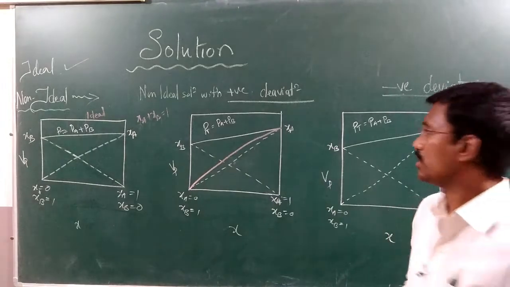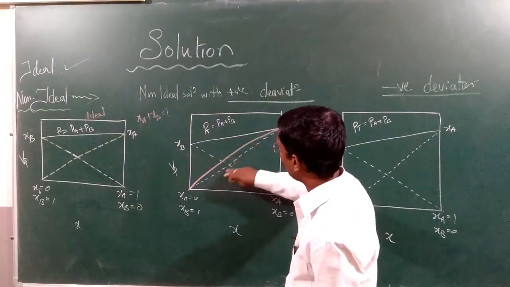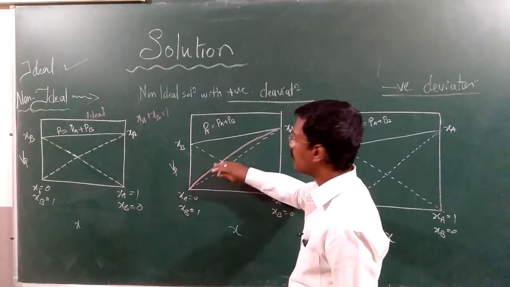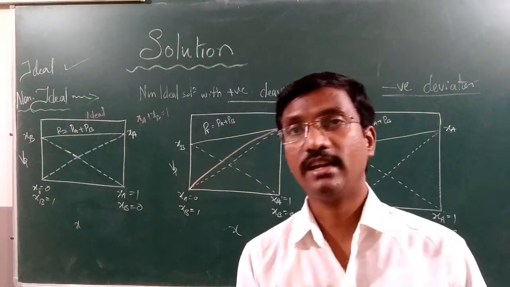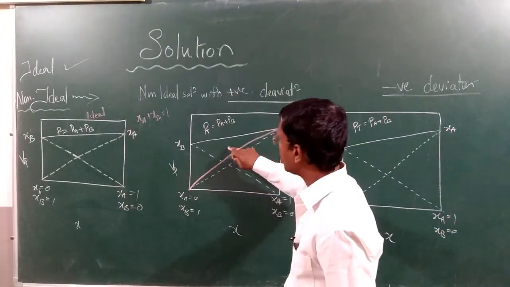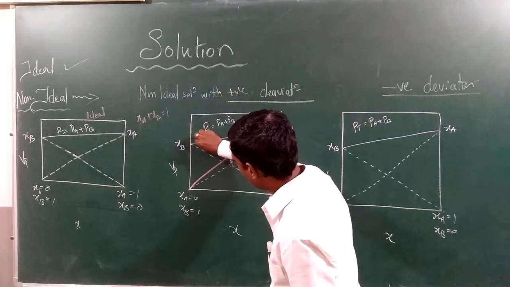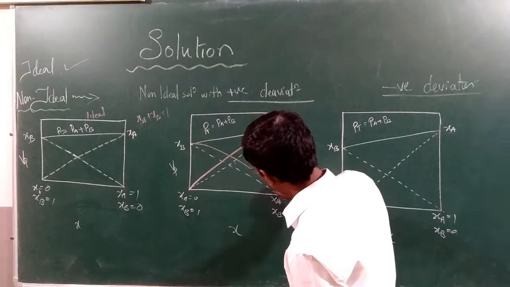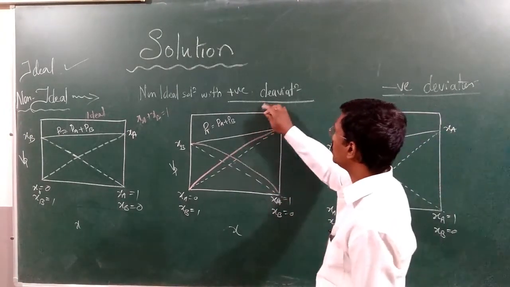In that deviation, can you see here? The deviated graph is above the graph. This is above, which means the values are increasing. If the values increase, the vapor pressure has increased. If the vapor pressure is increased, then it is called positive deviation. Here also the graph increases. Can you see here? It is deviating. If the graph is deviating upward, then it is called positive deviation.